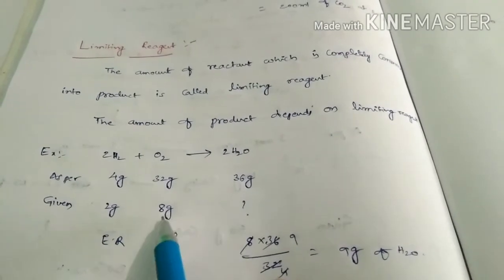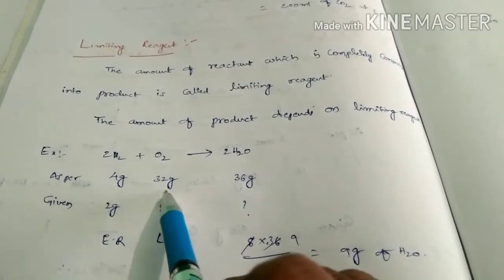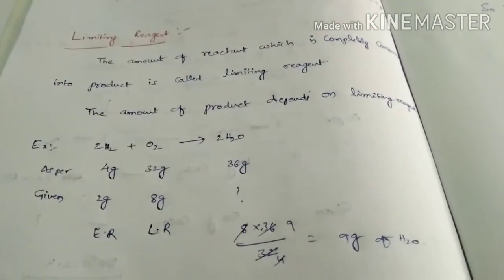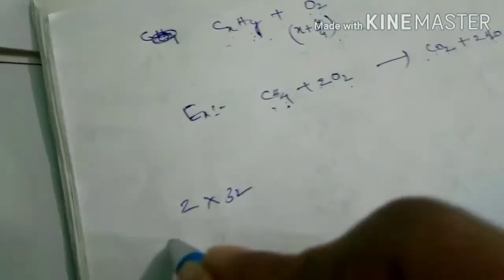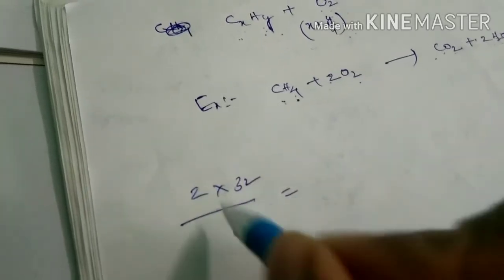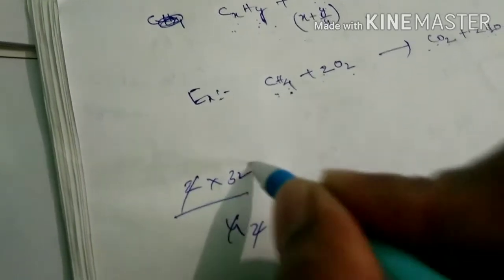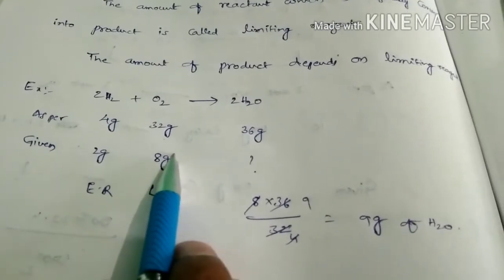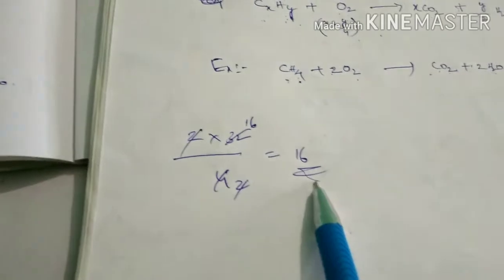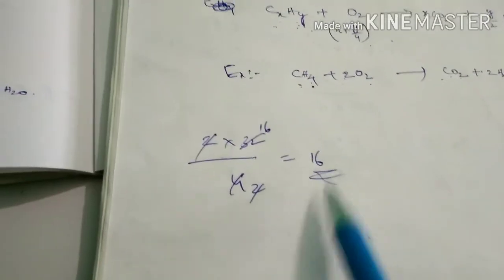That means what is the calculation? 2 into 32 by 4. That means 2 into 8, which is 16. So the total value is 16. Here 16 is the amount of oxygen required, but the given amount is how much? 8 grams. The requirement is 16.